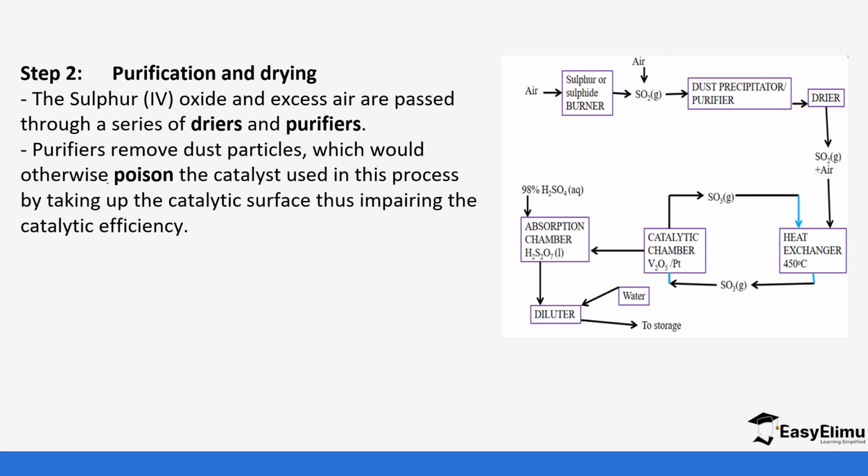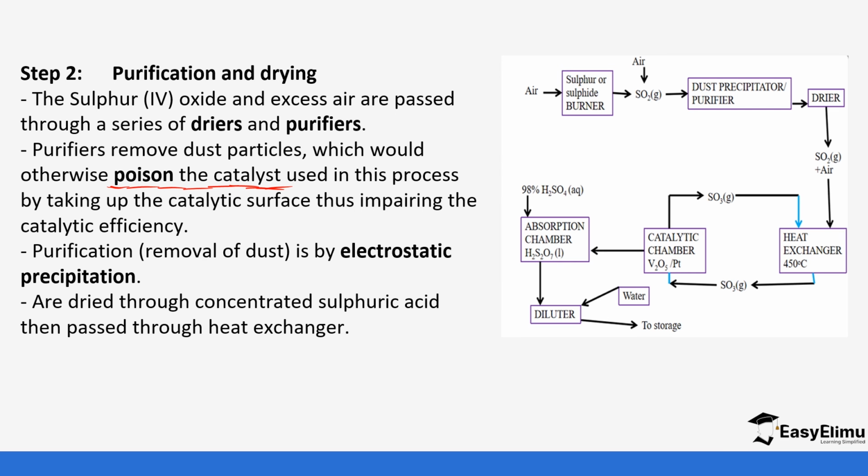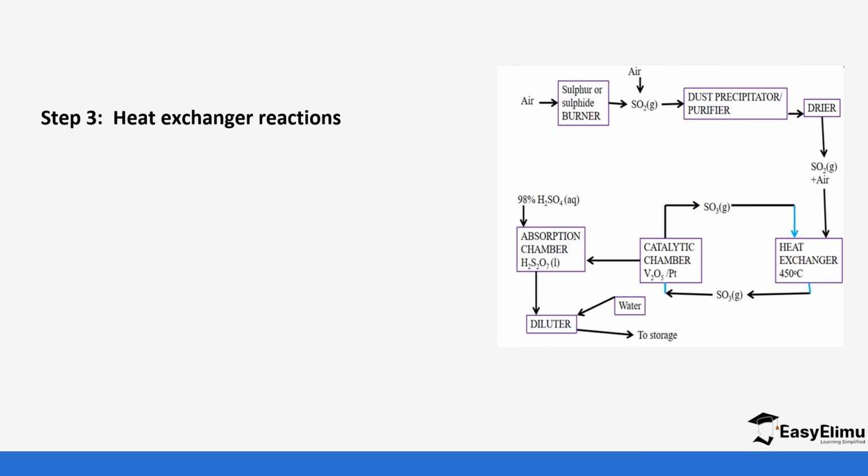The main reason we pass the mixture through the dryers and purifiers is to remove anything that might poison the catalyst. Poisons take up the surface of the catalyst, which impairs its efficiency. We know that the reactions occur on the surface of the catalyst, so if another compound occupies that space, what was supposed to react will not react efficiently. Purification is done by electrostatic precipitation, and drying is done by passing the mixture through drying agents like concentrated sulfuric acid.